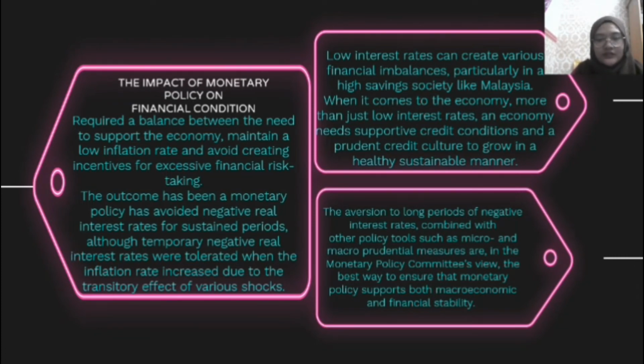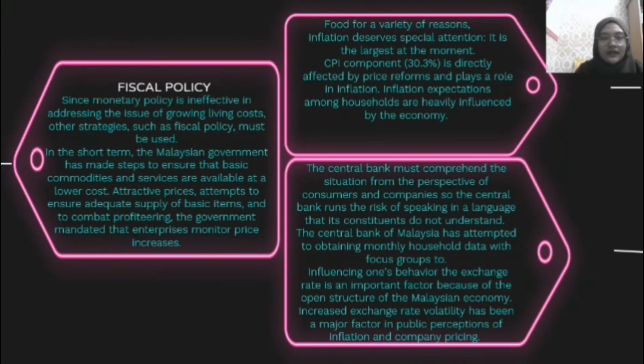So the aversion to long periods of negative interest rates, combined with other policy tools such as micro and macro prudential measures, are in the Monetary Policy Committee's view the best way to ensure that monetary policy supports both macroeconomic and financial stability. The last method that can be used is fiscal policy.